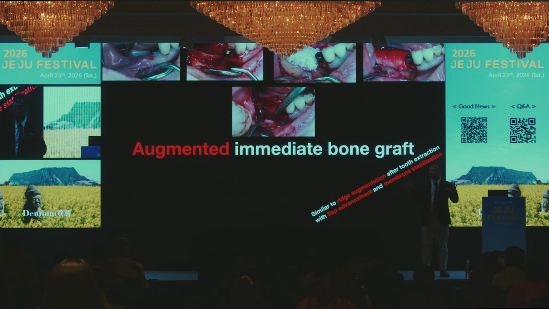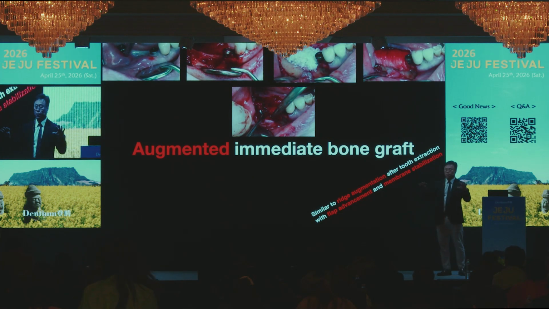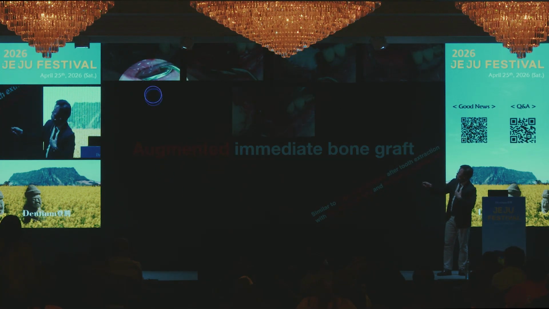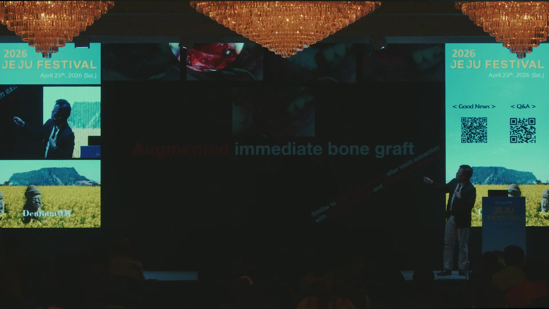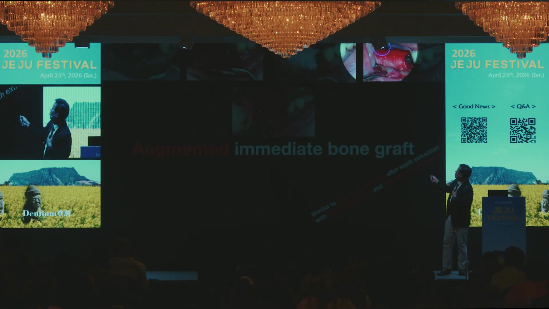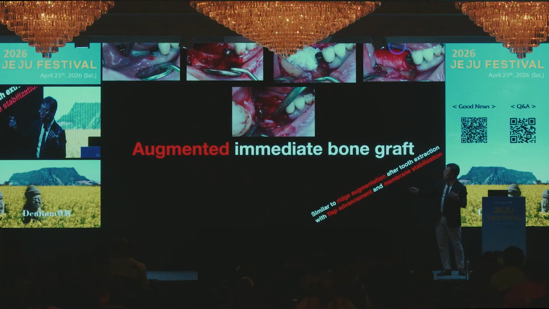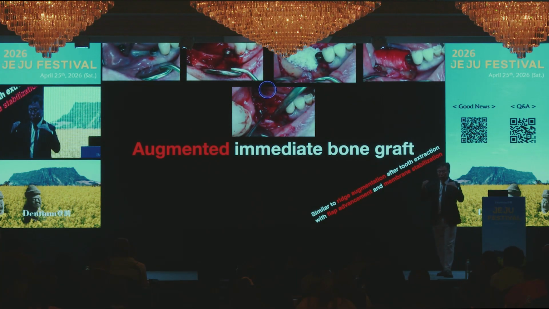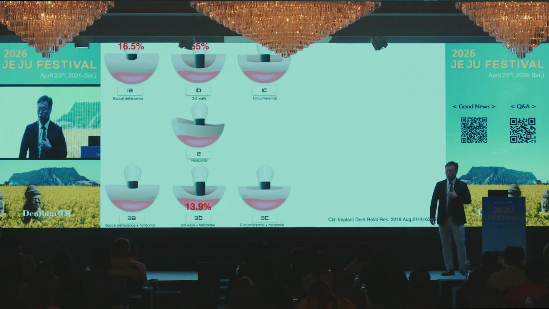The augmented immediate bone graft is like ridge augmentation, horizontal or vertical ridge augmentation, but it's wide and challenging. After removing the implant, we recover and augment this defect with the bone graft, membrane stabilization, flap advancement and primary closure. This is the augmented immediate bone graft.